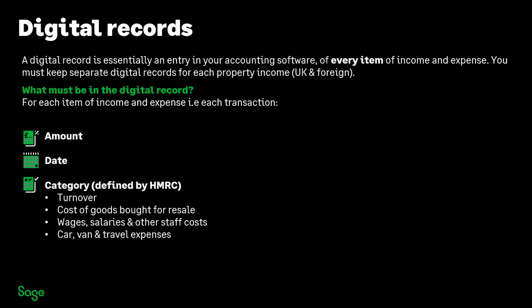When entering transactions, you must include the amount, the date, and the category. And the categories are defined by HMRC. So this could be turnover, cost of goods bought for resale, wages, salaries and other staff costs, car, van and travel expenses.